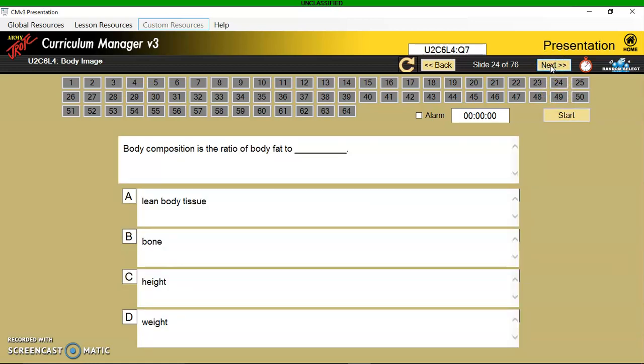Body composition is the ratio of body fat to lean body tissue, bone, height, or weight. And we went over that. You would know that would be the lean body tissue. Now, of course, bone is part of lean body tissue, but it's also lean body tissue, muscle, bone, and everything else.